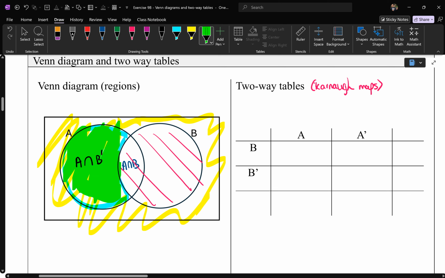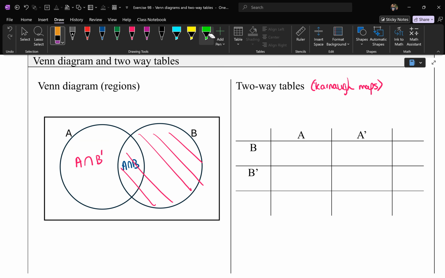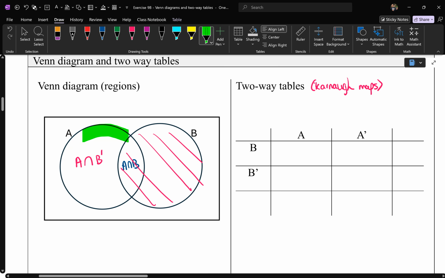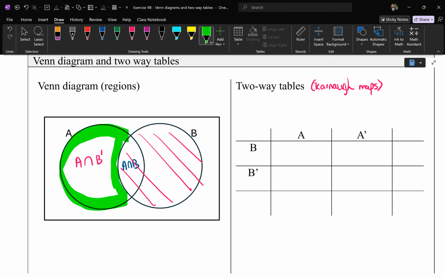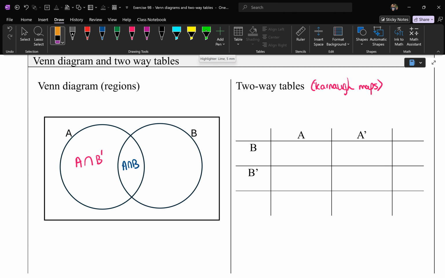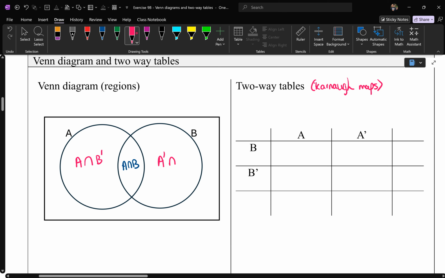Does that make sense? Okay, so that's why we say that this region that I've just highlighted, where it's only A, nothing to do with B, is called A intersection B dash. Then similarly, this is now not part of A, but intersects with B. And finally, you've got your fourth region, which is not part of A at all, and also not part of B.